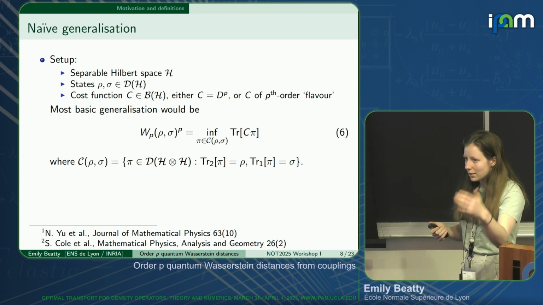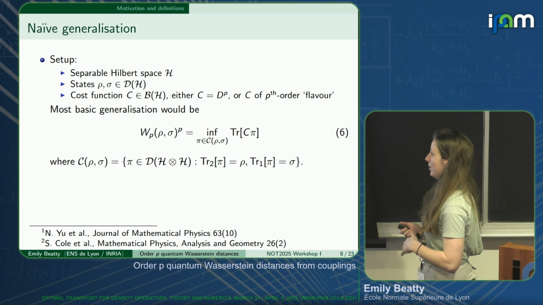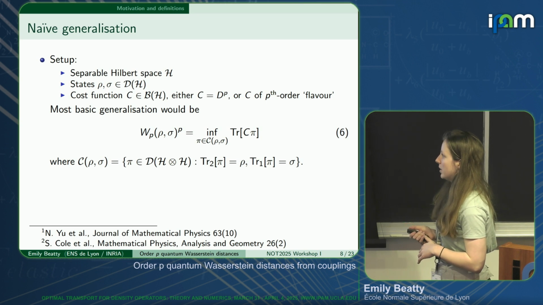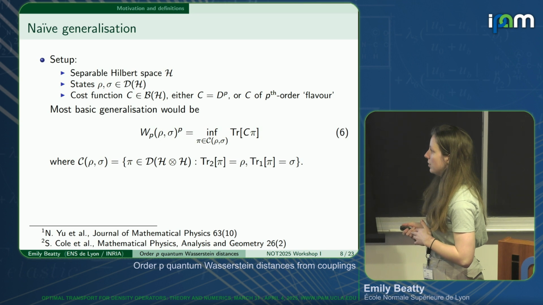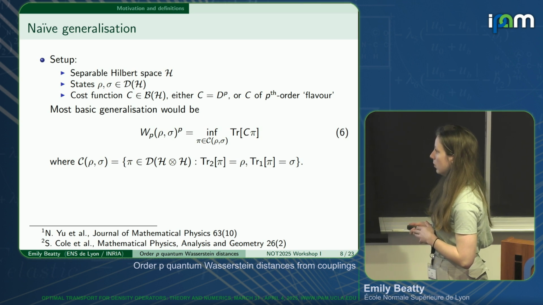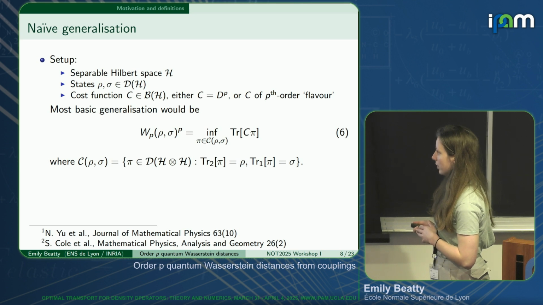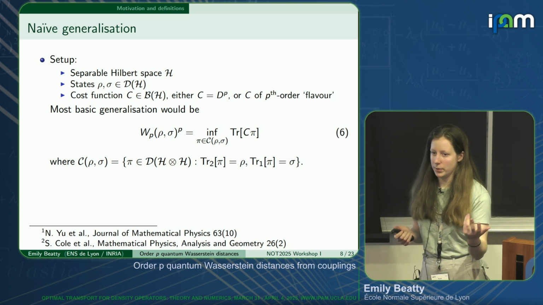And so if you literally just translate the classical definition into the quantum setting, you end up with a definition of a quantum Wasserstein distance where you just literally take the infimum over all states on the product space whose marginals agree with the states you're trying to transport, and you take the equivalent of the integral, so the trace of the cost times the coupling.